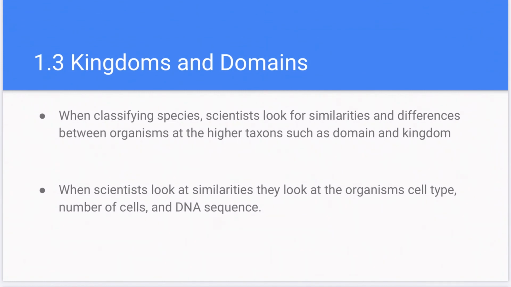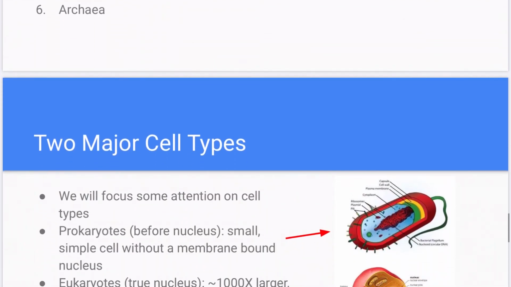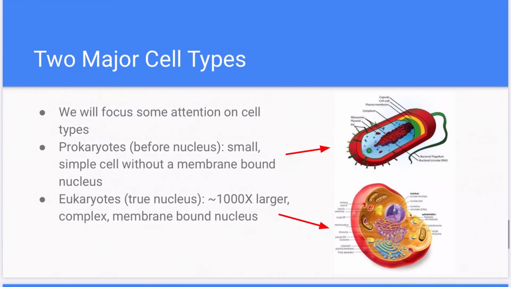And when scientists look at these similarities, they look closely at the organism's cell type, the number of cells they have, and their DNA sequence. So we're looking at the really nitty-gritty of an organism. The 6 kingdoms are broken down into animals, plants, fungi, protists, bacteria, and archaea. The first step is to look at the 2 major cell types. So this is where we focus our attention as we start.